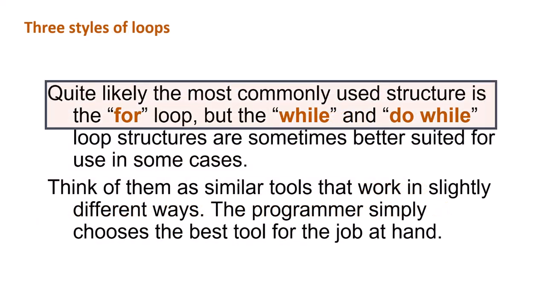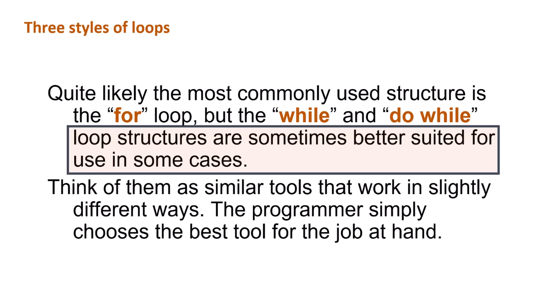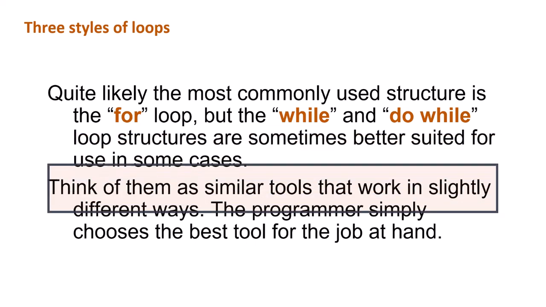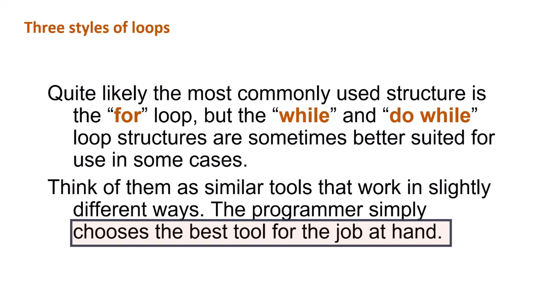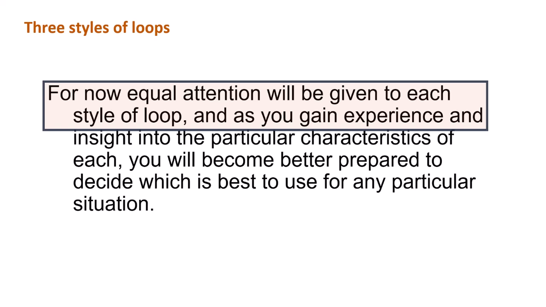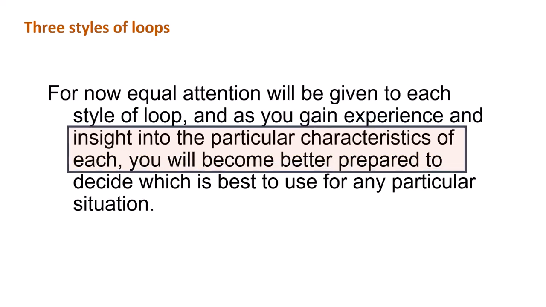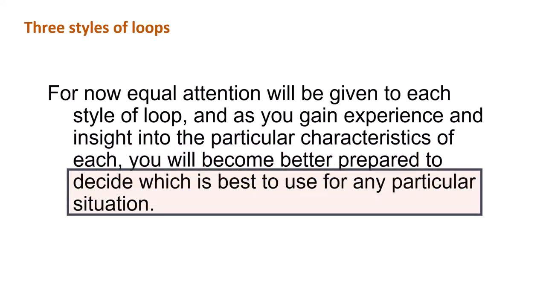Quite likely the most commonly used structure is the for loop, but the while and do while loop structures are sometimes better suited for use in some cases. Think of them as similar tools that work in slightly different ways. The programmer simply chooses the best tool for the job at hand. For now, equal attention will be given to each style of loop, and as you gain experience and insight into the particular characteristics of each, you will become better prepared to decide which is best to use for any particular situation.